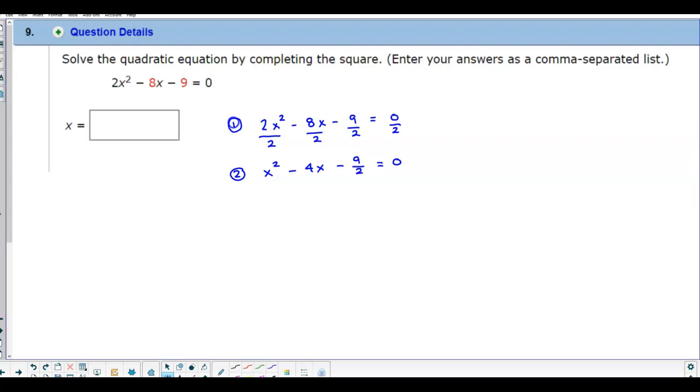Now we need to isolate the variable terms on the left side of the equation. So we have x squared minus 4x, and that's going to equal positive 9 over 2 by adding 9 over 2 to both sides.